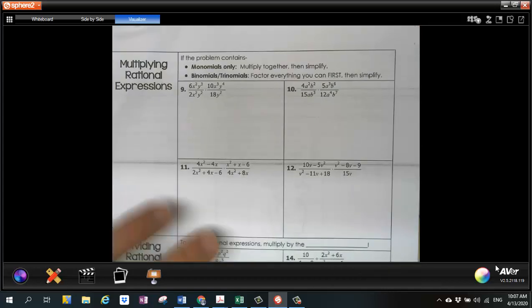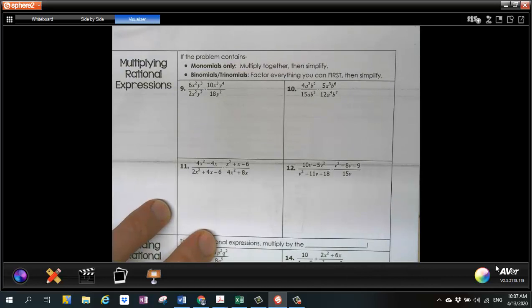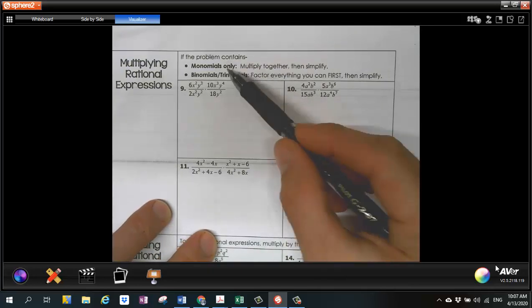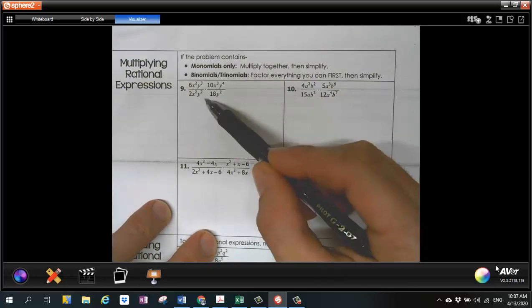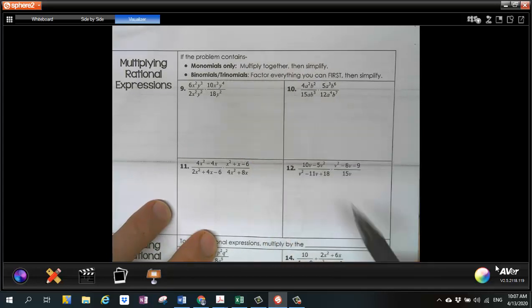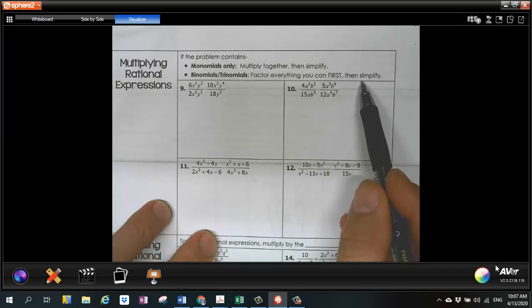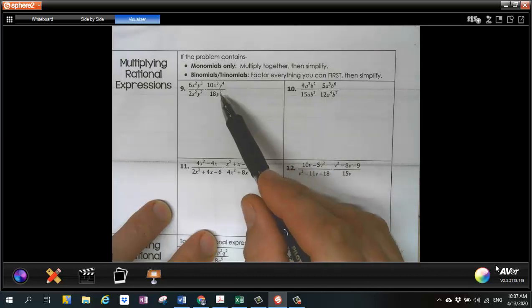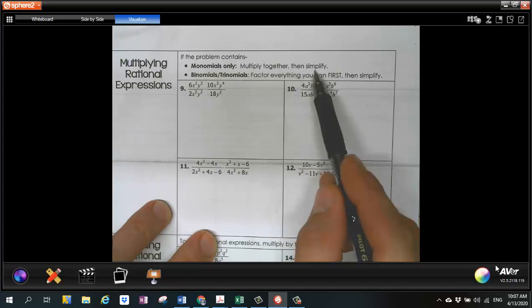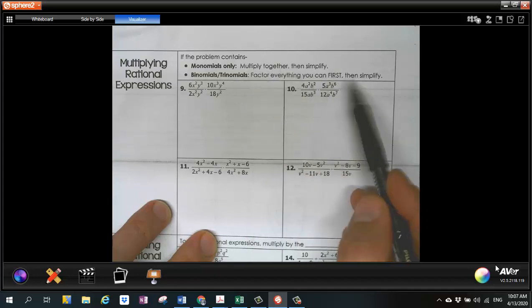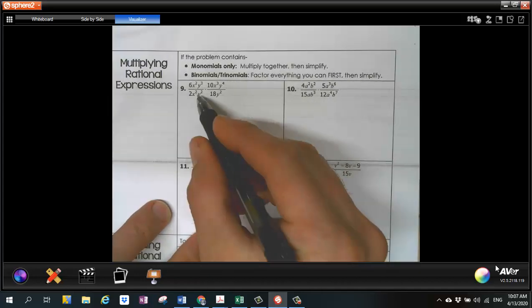Okay, so next section of the notes is multiplying rational expressions. It says that if you have monomials only, you can multiply together, then simplify. And if you have binomials and trinomials, like some of these ones down here, then you can factor everything first, then simplify. Well, you can do whatever order you want. It doesn't matter. You just do what makes sense to you. So if you like to multiply together, then simplify, feel free. If you like to factor first, then factor first. I like to factor first.